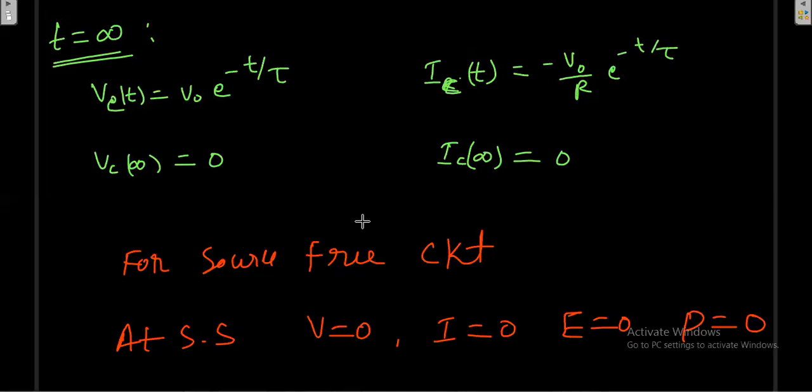So if you have a source free circuit at steady state, voltage will become zero, current will become zero, energy will become zero, power will become zero, everything will become zero, because it is a source free circuit. It has a finite amount of energy, and with that finite amount it cannot sustain for infinite time. That is the idea of the source free circuit. Okay, thank you.